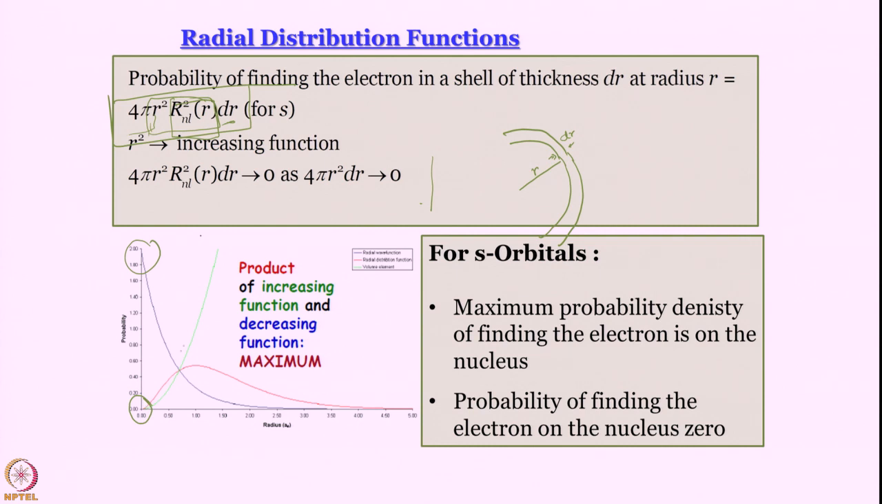So, you are multiplying r square, which is an increasing function of r, by capital R square, which is a decreasing function in r. I am talking about s orbitals. What will the product be? The product will be something that goes through a maximum. So, maximum probability of finding the s electron is somewhere here, wherever this curve becomes maximum. Okay? It is not at r equal to 0. So, this discussion brings about a very important understanding that probability density and probability are not one and the same. Probability density is one thing, but if the volume element is very small, then probability will be 0.